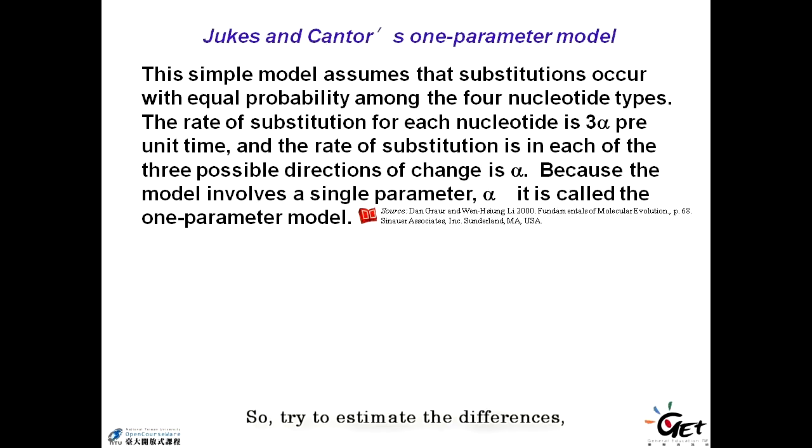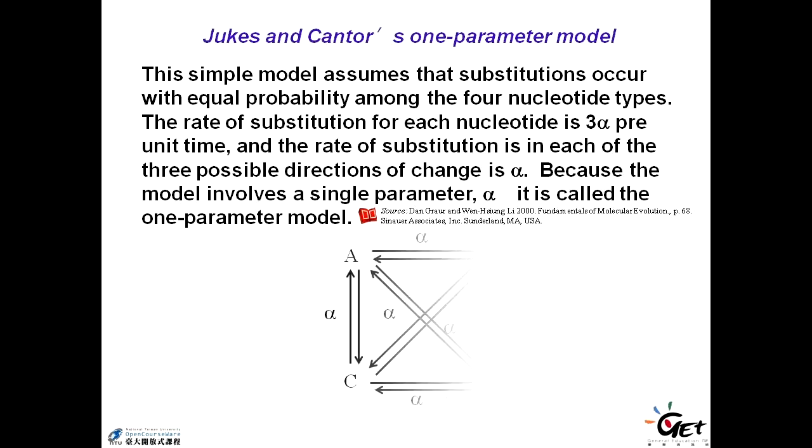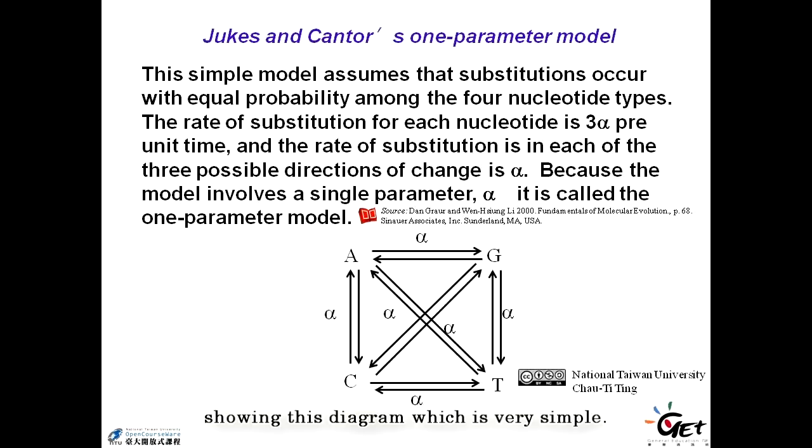So to try to estimate the differences, we have to assume a certain model. We'll start with the Jukes and Cantor's model. That's the one-parameter model, showing this diagram, which is very simple.